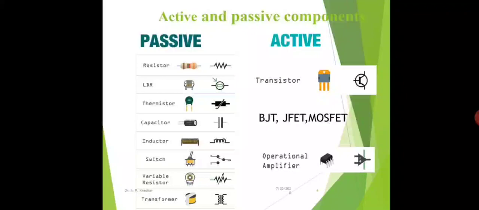Besides this, you can see the symbols of transistor. Under transistor, BJT, JFET, MOSFET. These are also different types of transistors. Then you can see IC over here. The name is given as operational amplifier. It means, what are the passive components? Simple, which you know, that is resistor, capacitor, inductor, switch, transformer. These are passive components. Whereas transistors, ICs, these are active components.